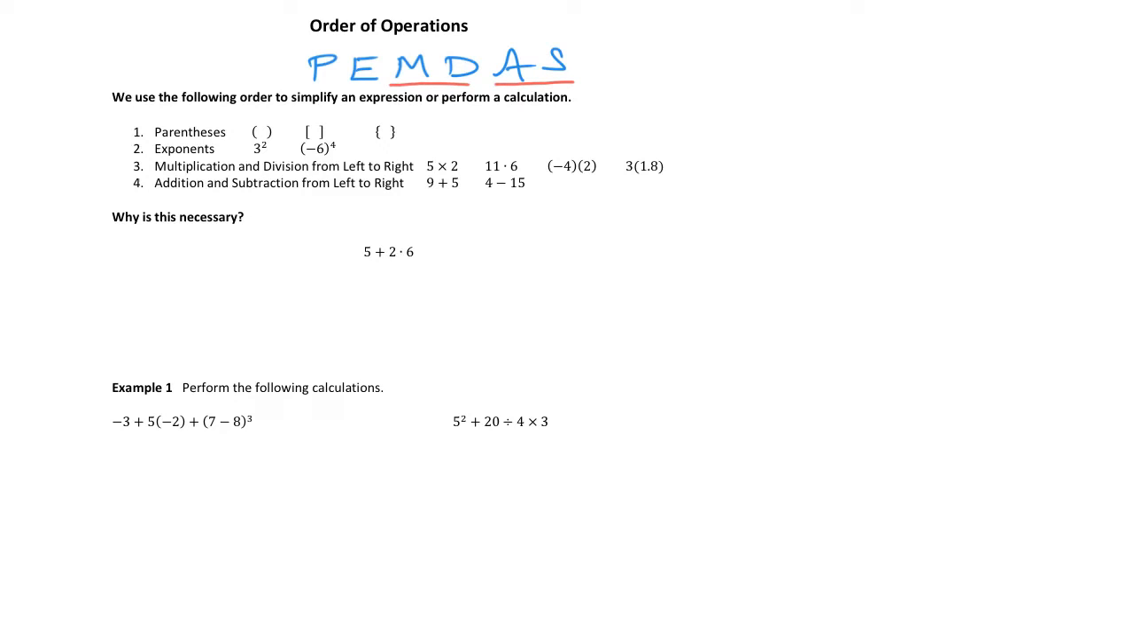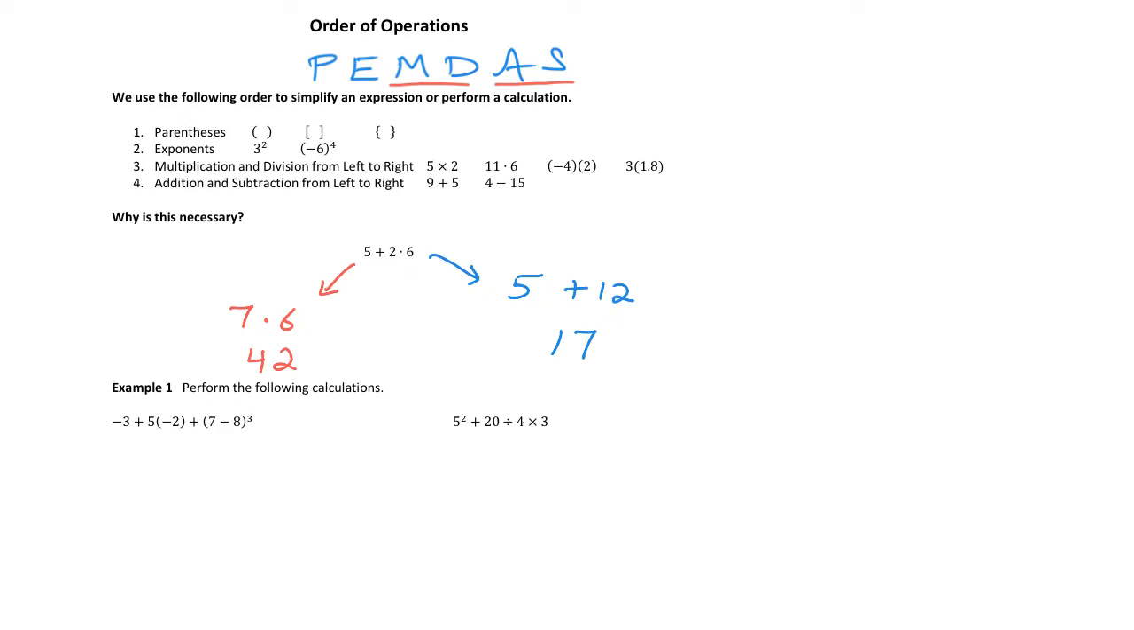We perform those from left to right as they appear within an expression, and we'll check that out in example 1. But before we do that, I want to justify the rationale for this, like why do we even need an order of operations? If we look at this example of 5 plus 2 times 6, someone could come along and say, well, to simplify this, I'm going to add the 5 and the 2, which is 7, and then multiply by 6, which is 42. But someone else could say, well, you could first multiply the 2 and the 6, which gives you 12, and then second add the 5, which gives us 17.